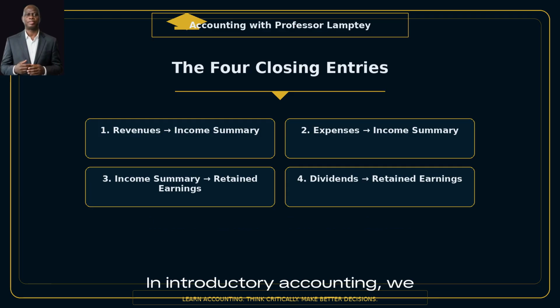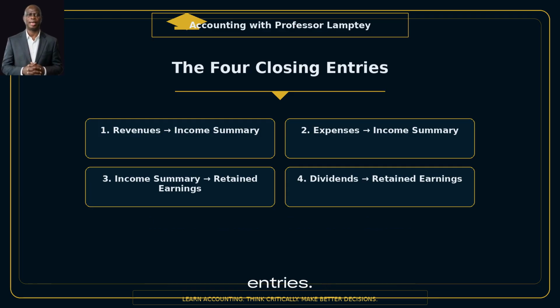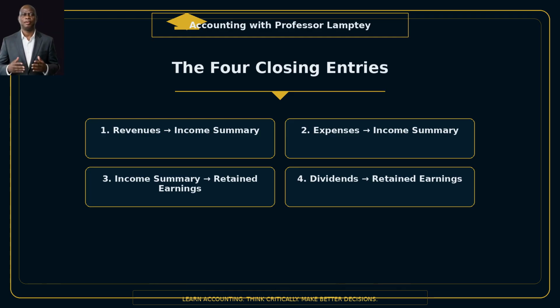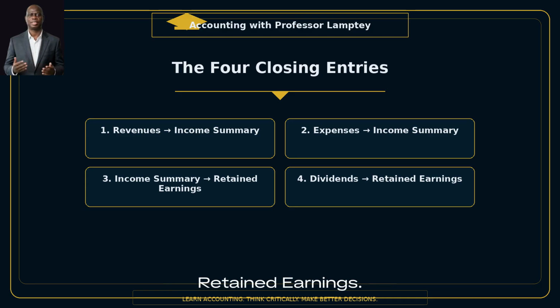In introductory accounting, we usually teach 4 closing entries. First, close revenues to income summary. Second, close expenses to income summary. Third, close income summary to retained earnings. Fourth, close dividends to retained earnings.